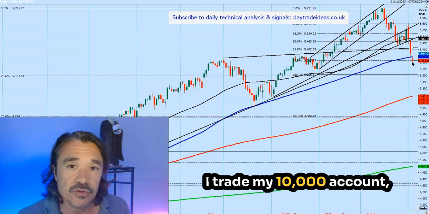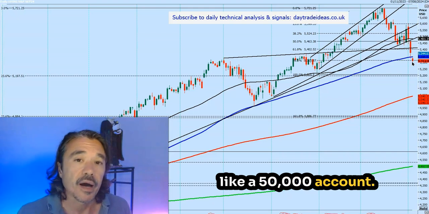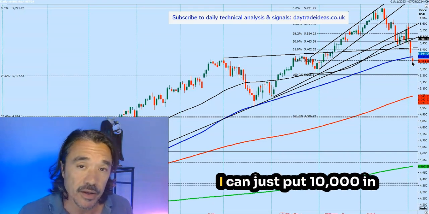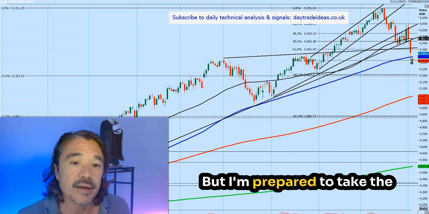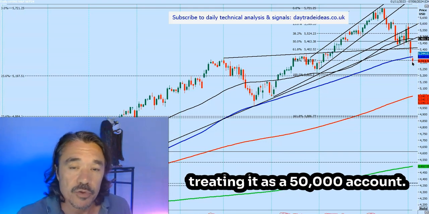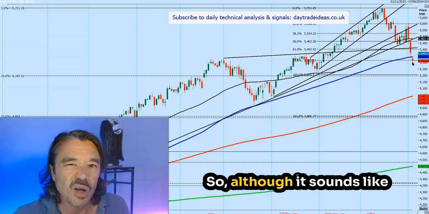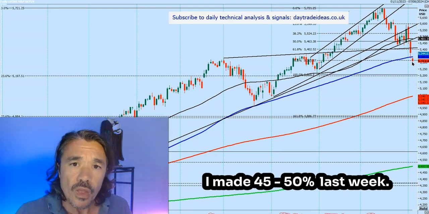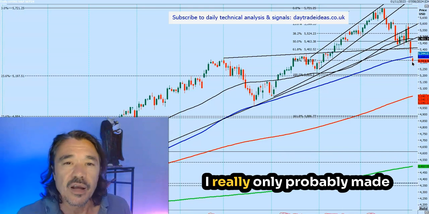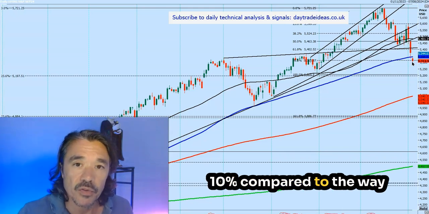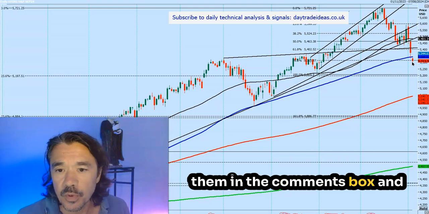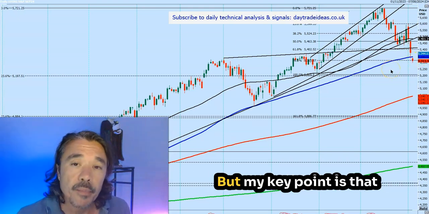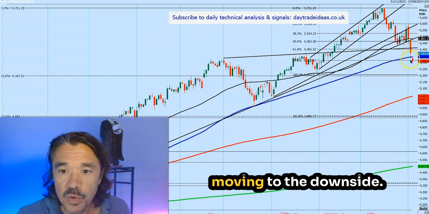I trade my $10,000 account like a $50,000 account. I don't need to put $50,000 in there. I can just put $10,000 in there and trade larger size, but I'm prepared to take the losses because I know I'm treating it as a $50,000 account. So although it sounds like I made 45, 50% last week, I really only probably made 10% compared to the way I'm treating that account. Hope that makes sense. If you've got questions, put them in the comments box and I will answer them about that. But my key point is that the stock market is moving to the downside.